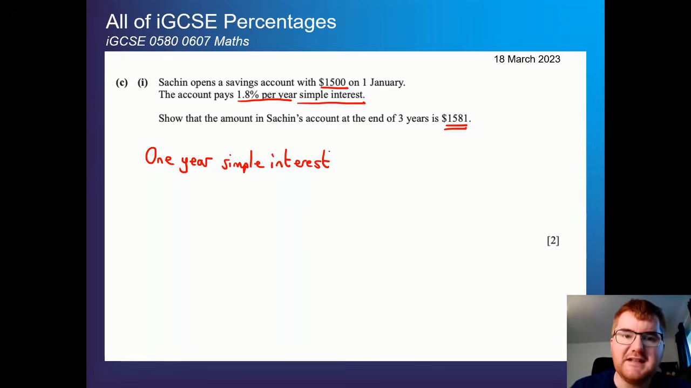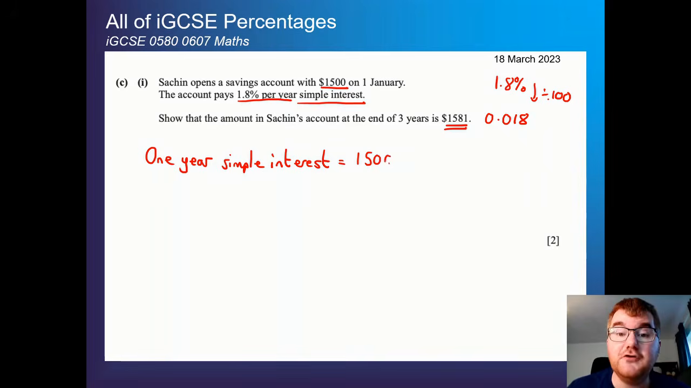And the way that we do that is find 1.8% of $1,500. Now remember, 1.8%, if we convert that into a multiplying decimal by dividing by 100, that's going to give us 0.018. So to work out 1 year's interest, we take 1,500 and then times by 0.018. So we can pop that into the calculator, and that's going to give us 27.